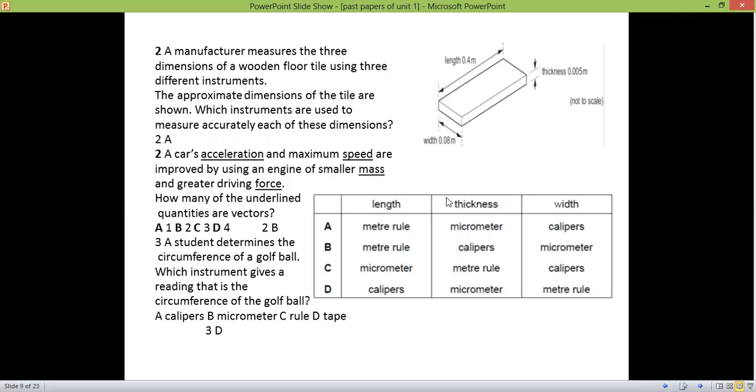So we have to see which option will be correct. From here we can see length, meter rule can be used. Thickness, micrometer, right? Width, caliper. A is the correct option.